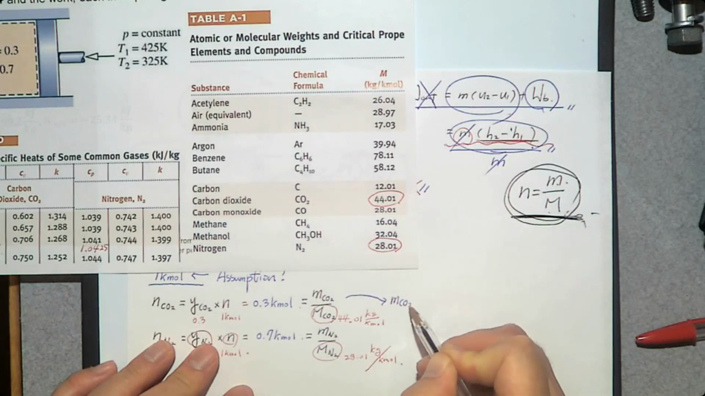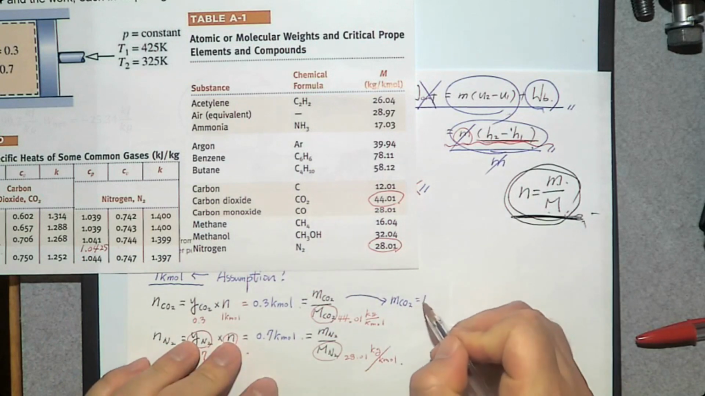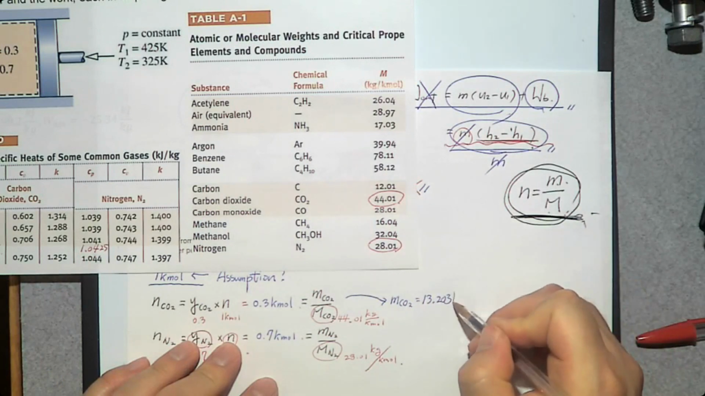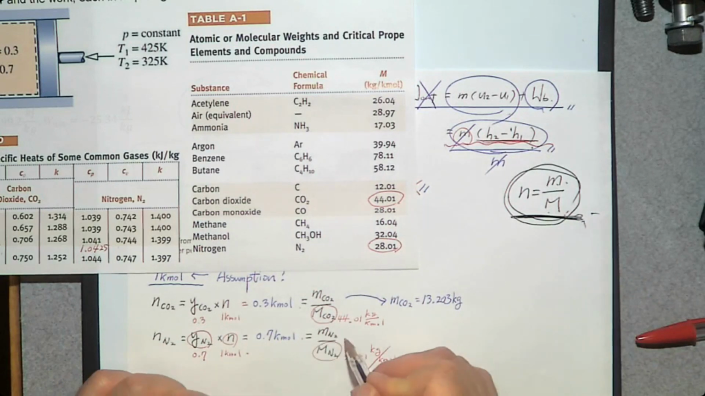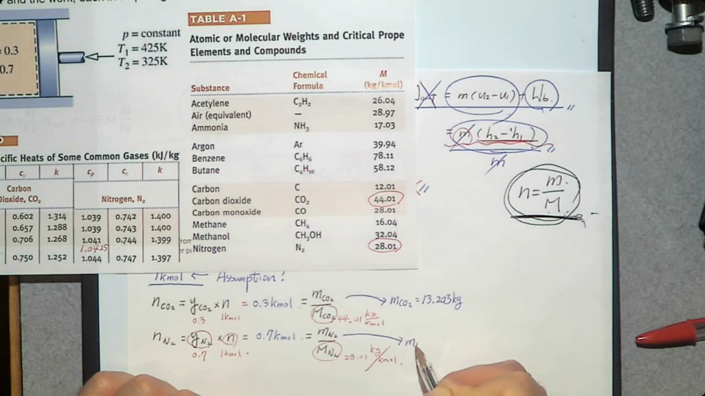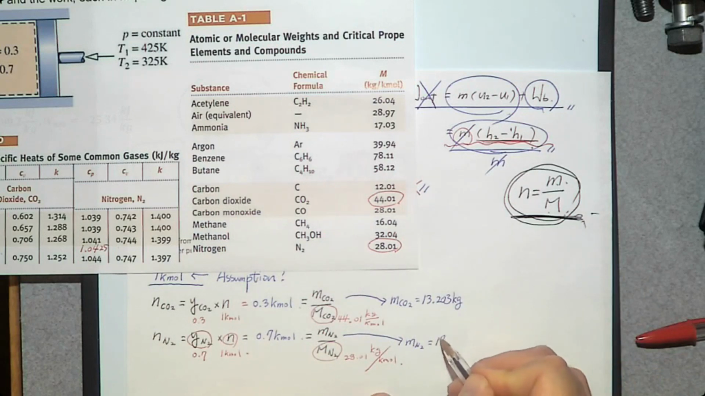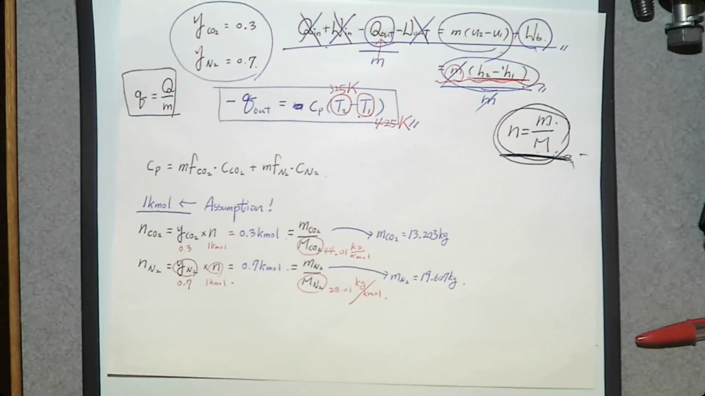Mass of carbon dioxide, if you do the calculation, is 13.203 kilogram. And the mass of nitrogen is 0.7 times 28, so 19.607 kilograms. Then you can determine the mass fraction.